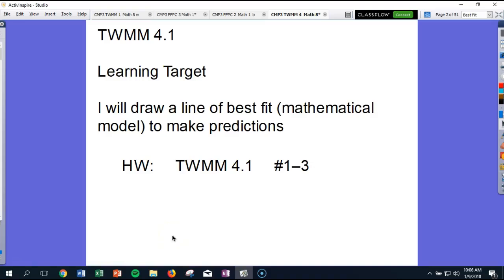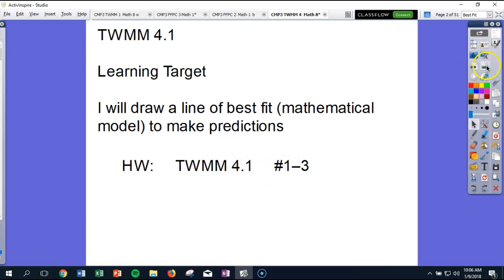Hello everyone and welcome to Thinking with Mathematical Models 4.1. Our learning target today is we'll draw a line of best fit, otherwise known as a mathematical model, to make predictions. Our ACES questions for 4.1 are just going to be numbers 1 through 3.